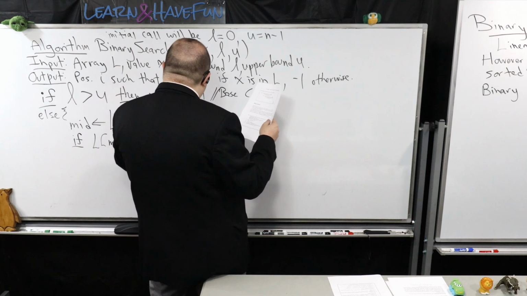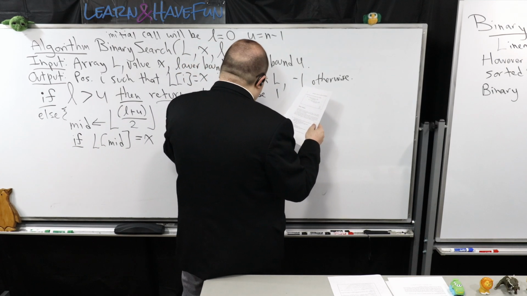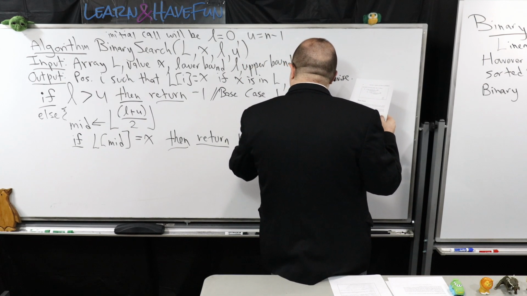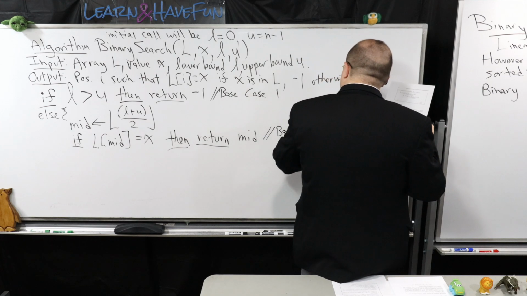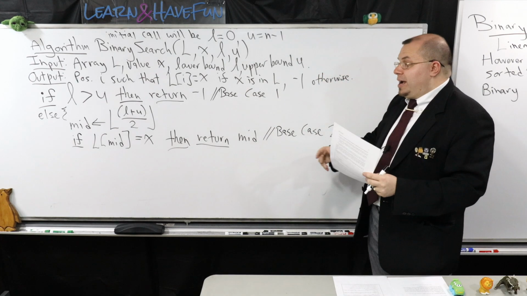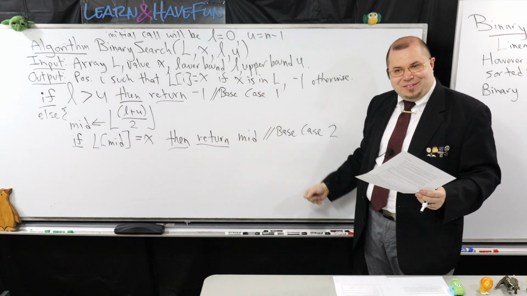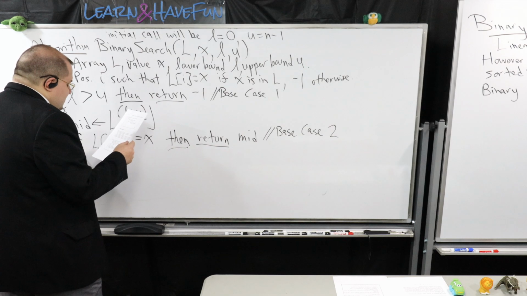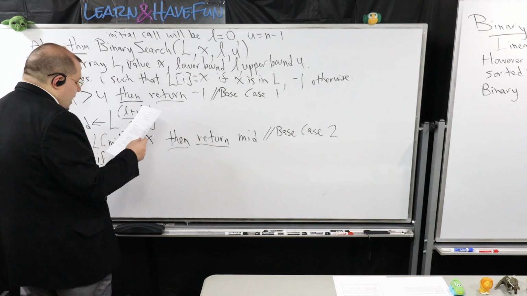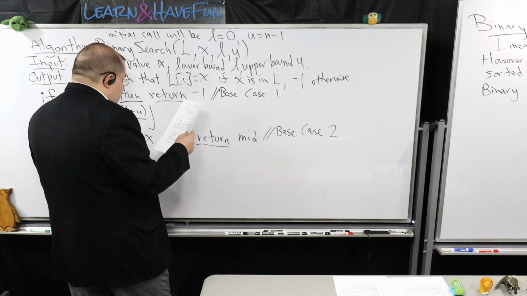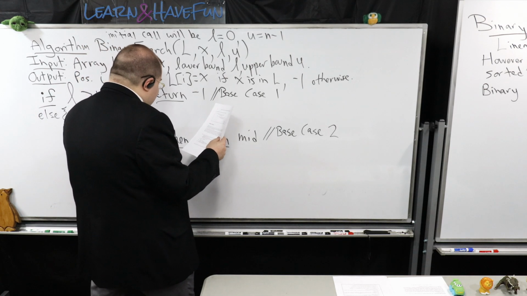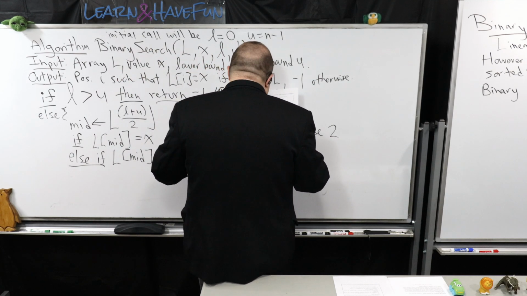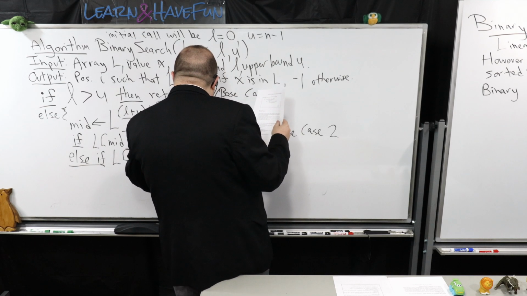Now I check if L sub mid, my guess in the middle, is equal to X. In this case, I return mid. So this is base case number 2, because there are two possibilities, right? Either I find the position or I don't find the position. Otherwise, we have to examine one of these two halves. Otherwise, L sub mid is less than X. So we check if L sub mid is less than X. If that is the case, then you're going to return the result.